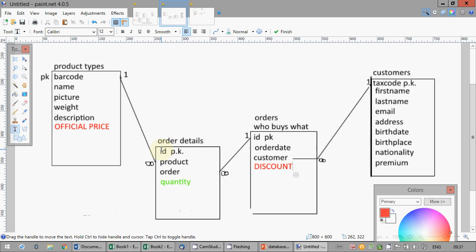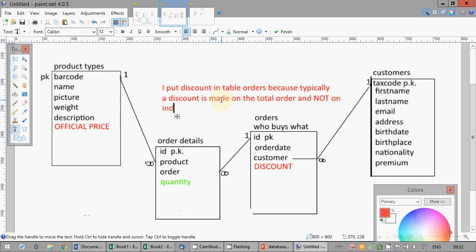I tolerate choices that are standard and often used, but please write, for example, "I put discount in table orders because typically a discount is made on the total order and not on individual details." So if you write a little note like this telling me what you have done and why you have taken this choice, okay.